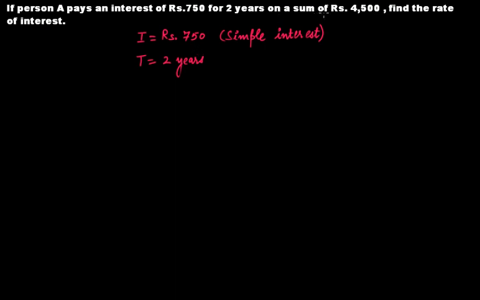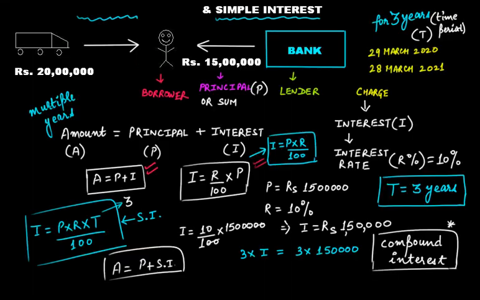On a sum, meaning principal, as we have discussed, principal or sum, of rupees 4,500. Therefore, P is equal to rupees 4,500. Find the rate of interest. R is being asked for. Okay, then that's very simple. If you remember what we have discussed here, this one, right?